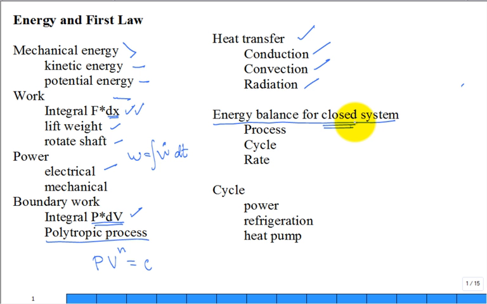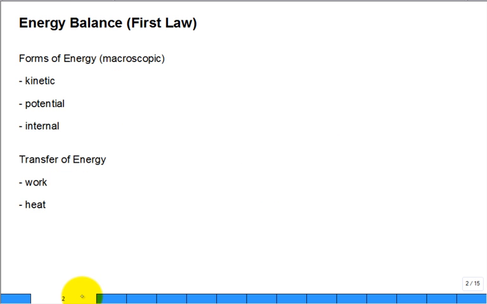What's the difference between an open and a closed? Either mass flow across the boundary or no mass flow across the boundary. And we don't have mass flow across the boundary, so it's a closed system. So we want to be able to write down the first law of thermodynamics, which is basically an energy balance statement for a process.